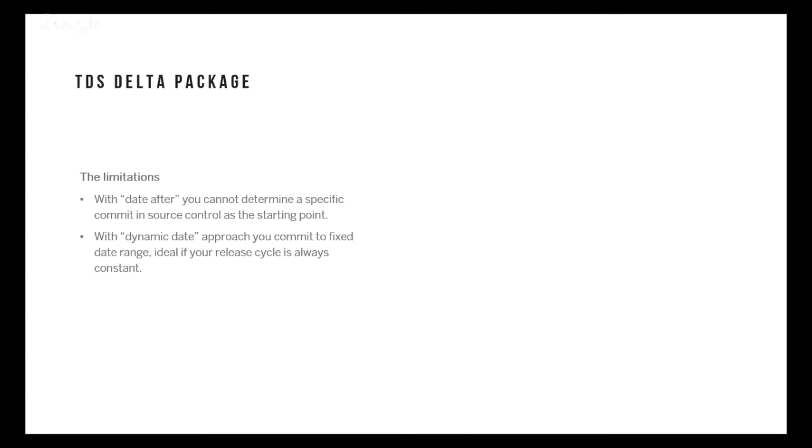So with those two options, there's a limitation that we feel, right? With the date after, you can't determine a specific commit. It depends on your requirement, but we need a specific commit as a starting point to generate those delta packages to be precise. With the dynamic date approach, where you specify X number of days, you commit to a fixed date range, which is ideal if you have a kind of constant release cycle, right?